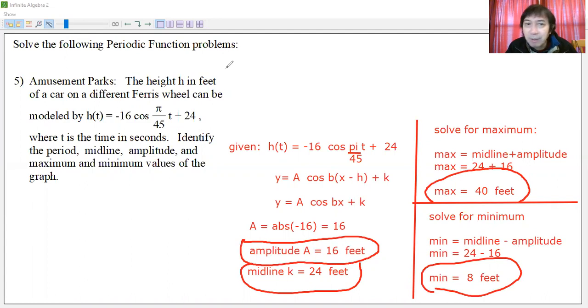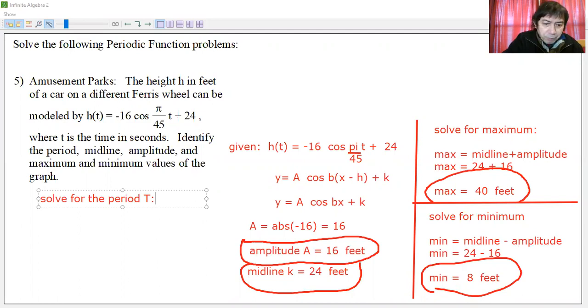We need to get the period, okay? All right, using the same formula for the period, okay? At the left side of the screen, solve for the period t. The formula is 2 pi over b. So it's 2 times pi over b. And this is our formula, 2 pi over b. And we shall get the numbers from the equation.